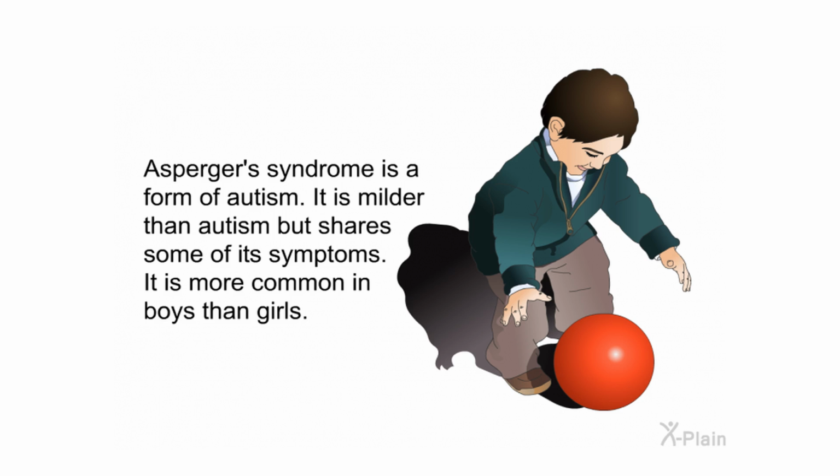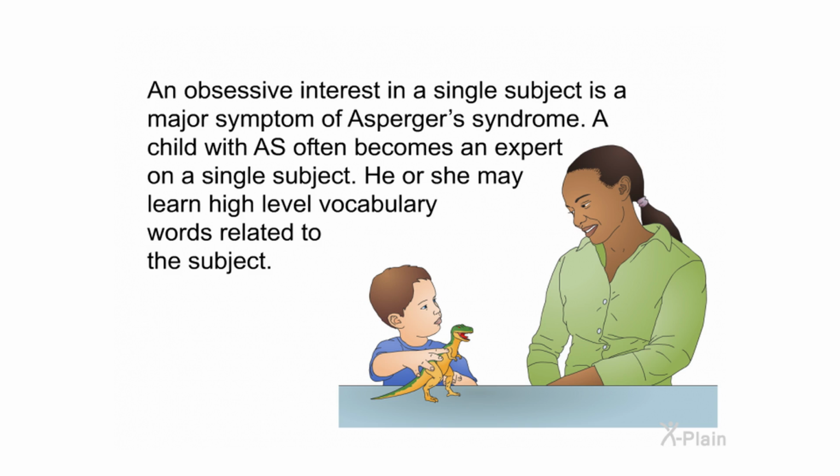Summary. Asperger syndrome is a form of autism. It is milder than autism but shares some of its symptoms. It is more common in boys than girls. An obsessive interest in a single subject is a major symptom of Asperger syndrome. A child with AS often becomes an expert on a single subject. He or she may learn high-level vocabulary words related to the subject.